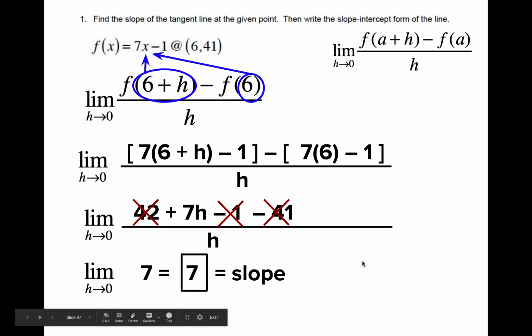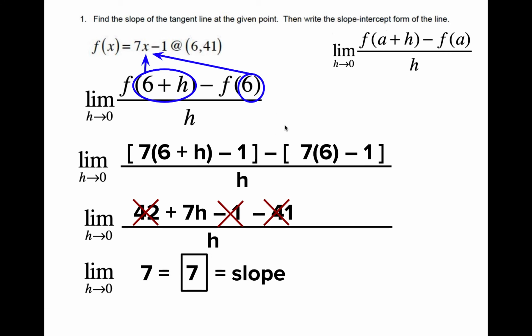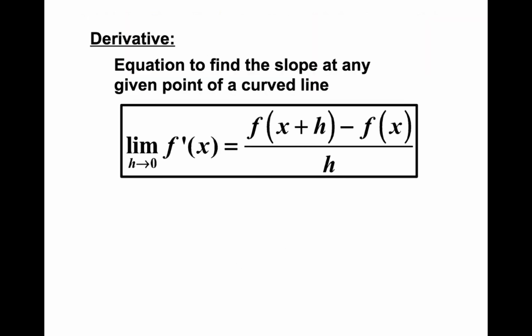All right, so imagine having to do all of this work at a different point on the line. So imagine I change the point to like 1 something. You would have to go through all of this again and again and again with a new x value. There has to be an easier way. Okay, so the easier way is called the derivative. So this is an equation you can use to find the slope at any given point of a curved line.